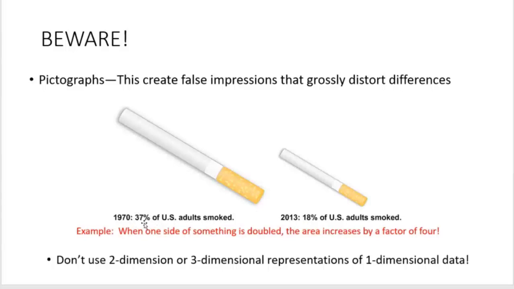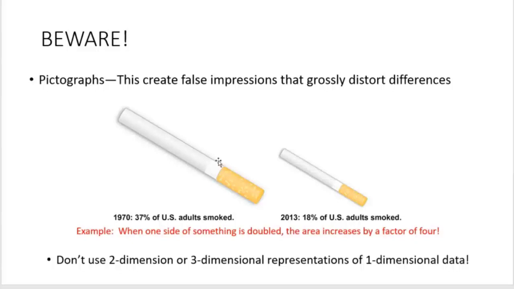in 1970, it says 37% of adults smoked. In 2013, it was 18%. So it's about half. Even though the width right here might be half of this one, this cigarette on the left is 4 times larger than that cigarette on the right.